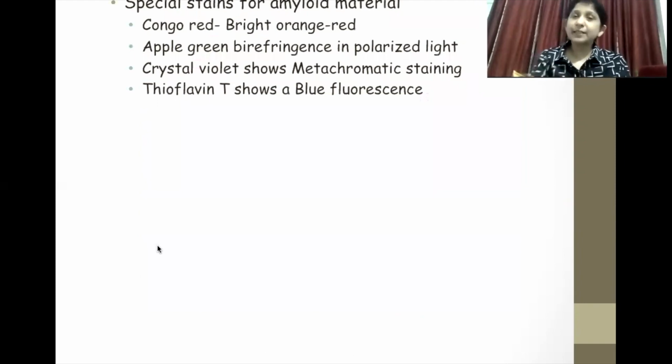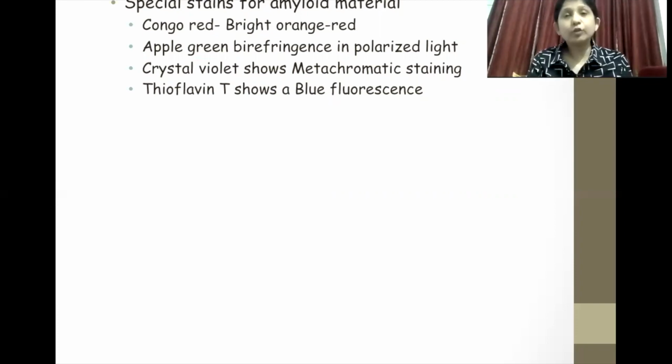There are a lot of special stains which can be used for identifying amyloid. As far as amyloid is concerned, it will be seen as a very eosinophilic amorphous area in a hematoxylin and eosin section. But Congo red will stain amyloid a bright orangish red color. And if you have some specialized microscopy available, you can even use polarized light microscopy. In a polarized light microscope, you can see an apple green birefringence. I'll come to some pictures in the next few slides.